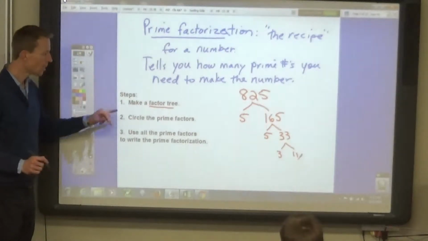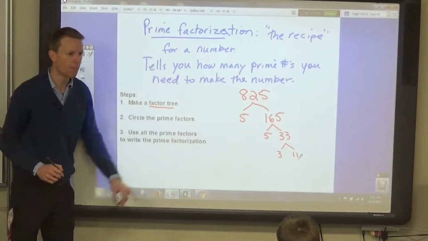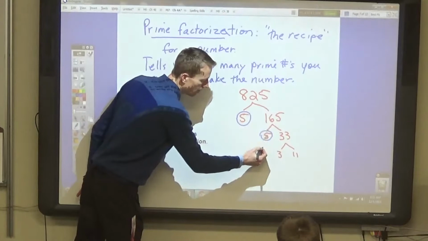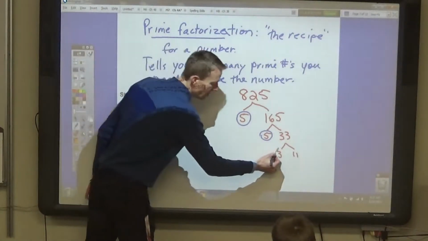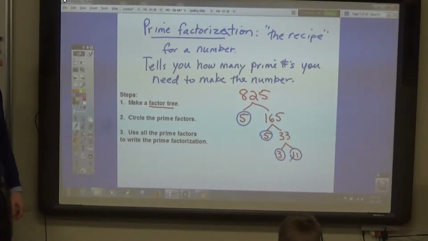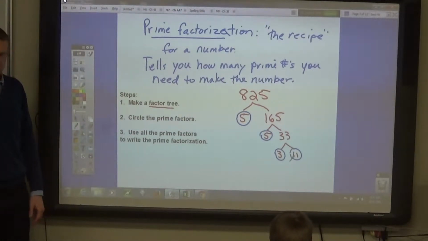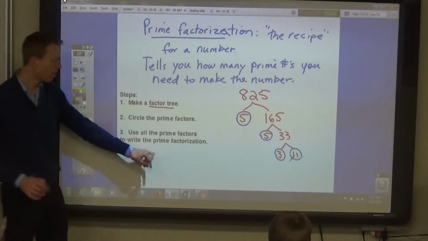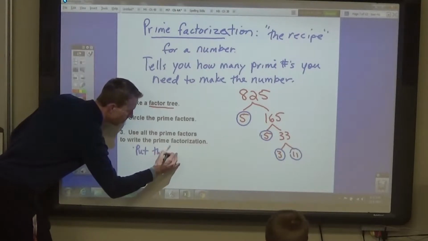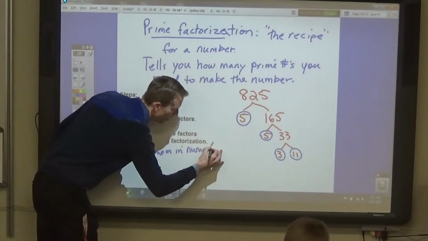Now, that's step 1 for writing our prime factorization formula. Step 2 is to circle the prime numbers in the formula. So 5 is prime. Both 5s are prime. 3 and 11. Okay? Then the third step is to use all those prime factors and write the prime factorization formula. And you're going to put the prime factors in numerical order.